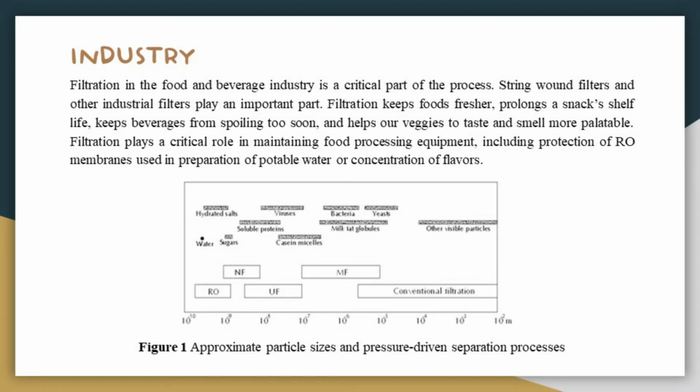Filtration in the food and beverage industry is a critical part of the process. Steam wound filters and other industrial filters play an important part. Filtration keeps food fresher longer, extends snack shelf life, keeps beverages from spoiling too soon, and helps our veggies taste and smell more palatable. Filtration plays a critical role in maintaining food processing equipment, including protection of reverse osmosis membranes used in preparation of potable water or concentration of liquids.